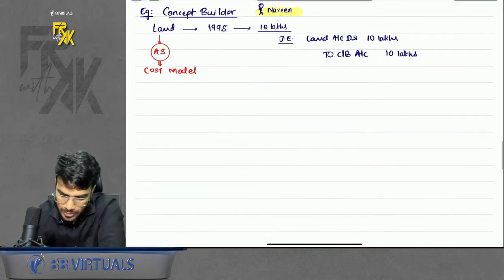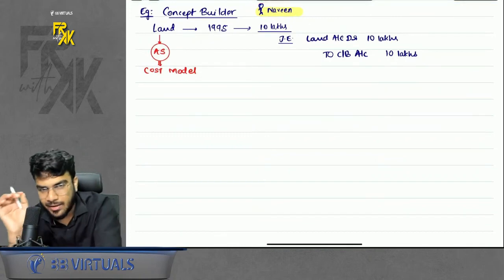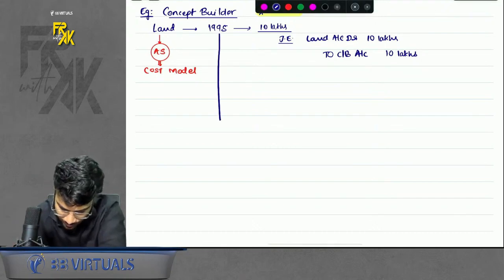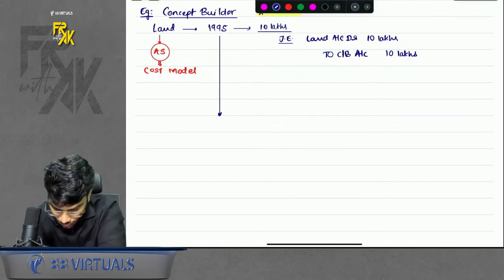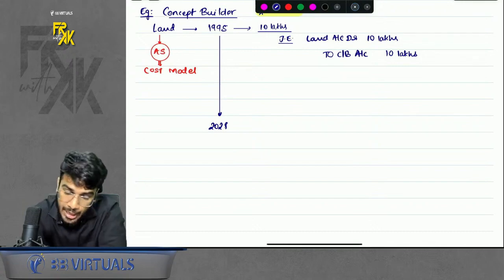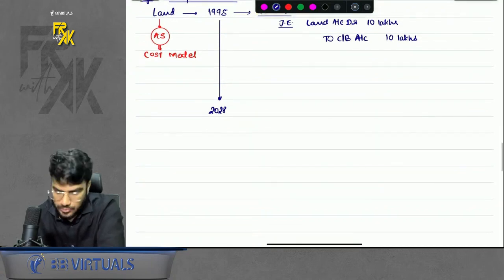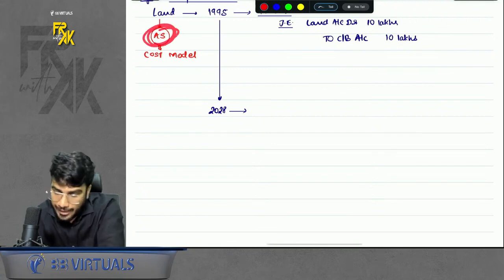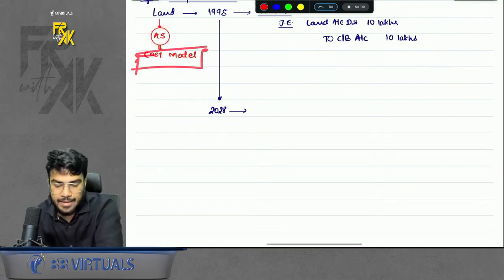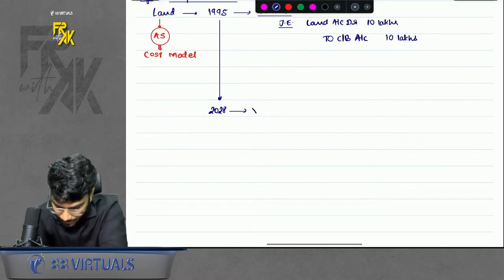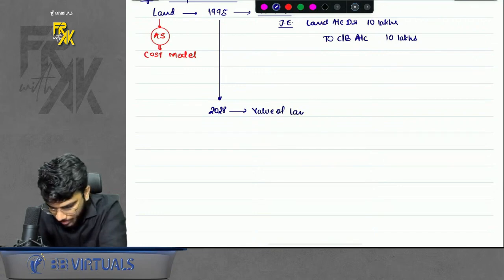Now let's assume our Mr. Naveen held this land from 1995 till 2028. So just tell me one thing. If Naveen is following AS and AS says that you will keep the land at cost, and land is a non-depreciable asset, what will be the value in your books? Value of land in books of accounts.